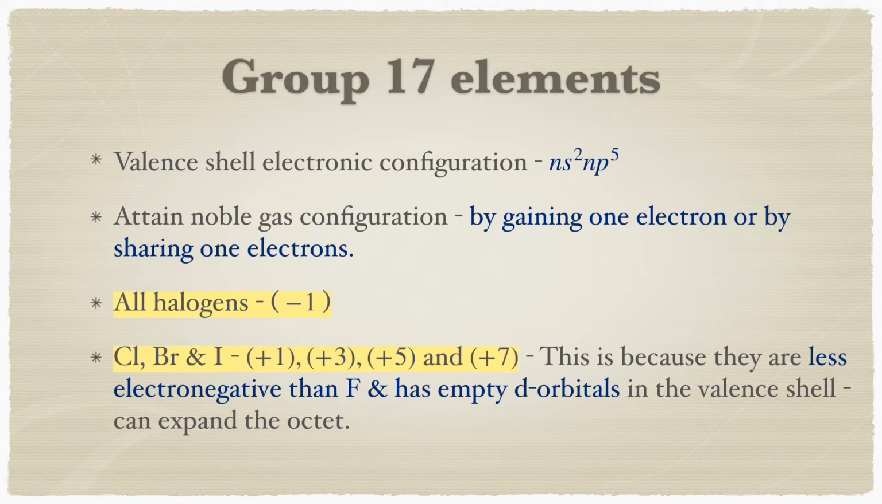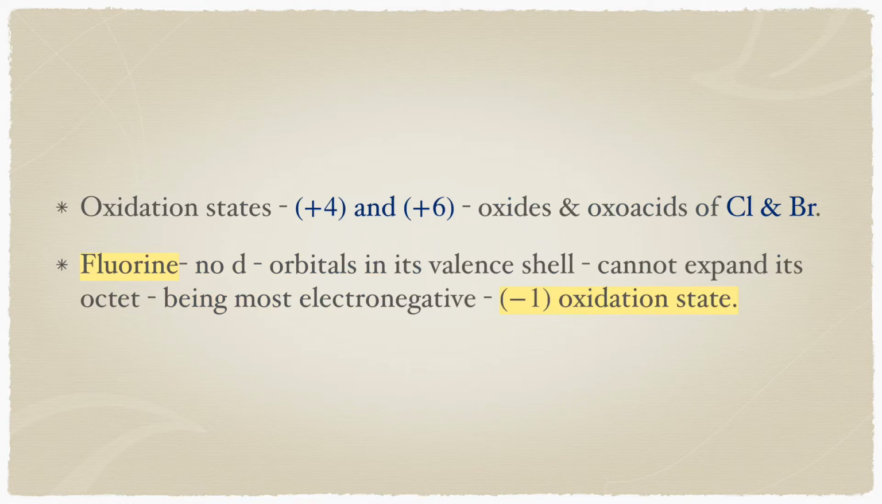Now as you can see, chlorine, bromine and iodine will show some other oxidation states like +1, +3, +5 and +7. This is because they are less electronegative than fluorine and have empty d orbitals in the valence shell. Therefore they can expand the octet. The oxidation states of +4 and +6 are shown by oxides and oxoacids of chlorine and bromine. So understand, +4 and +6 are shown by oxides and oxoacids of chlorine and bromine.